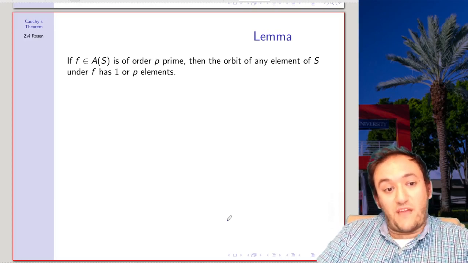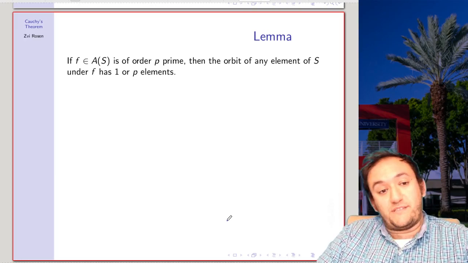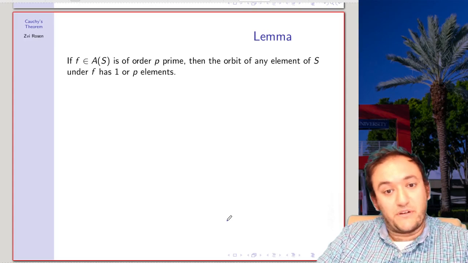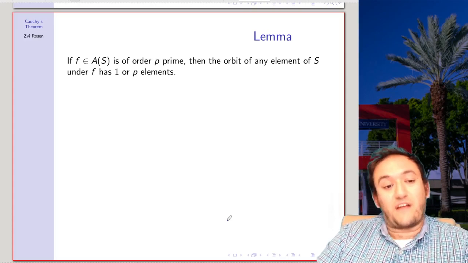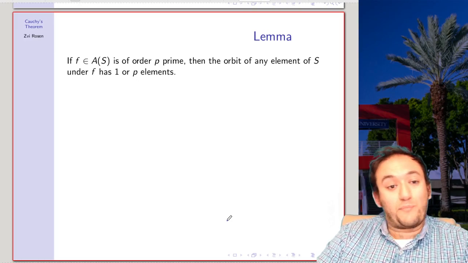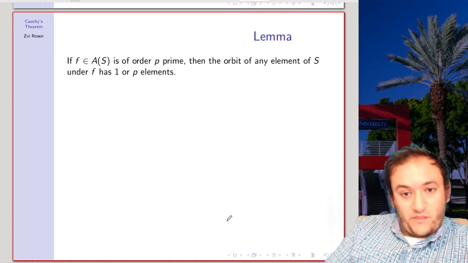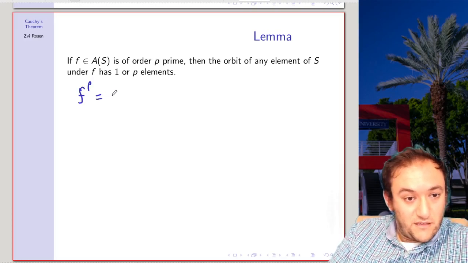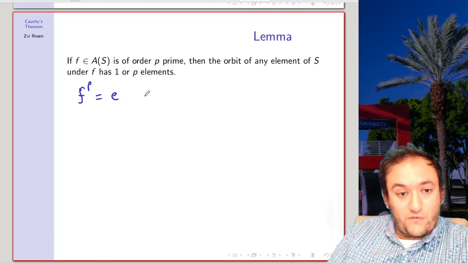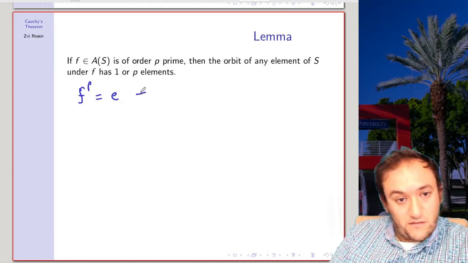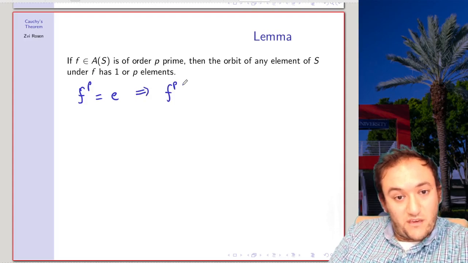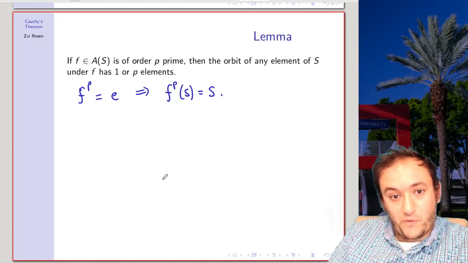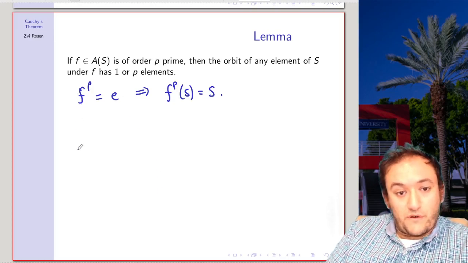Say if f in A(S), remember that's the group of bijections, is of order p prime, okay, it's a group element, so it has an order, then the orbit of any element of S under f has one or p elements. Okay, so we know that f to the p is equal to the identity. So certainly this means that f to the p of s will be equal to s. Okay?